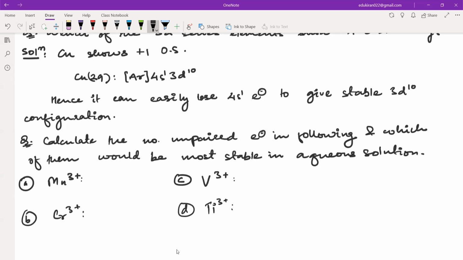Please don't wait for my answer. At least I want all of you to give me the number of unpaired electrons. Refer to your notebook or something else to get the atomic number of manganese, chromium, vanadium, and titanium. Then you have to remove just 3 electrons from each of them, and you will be getting the number of unpaired electrons. Please start doing this.